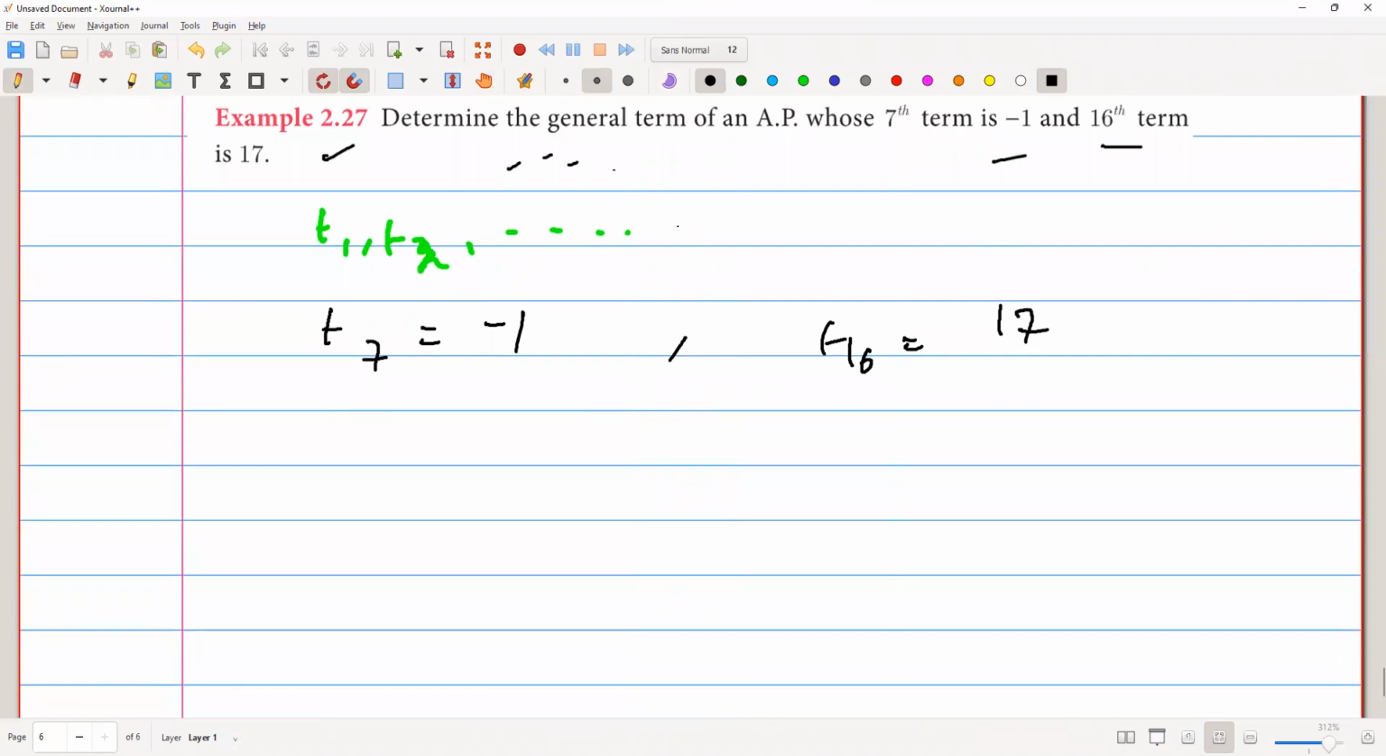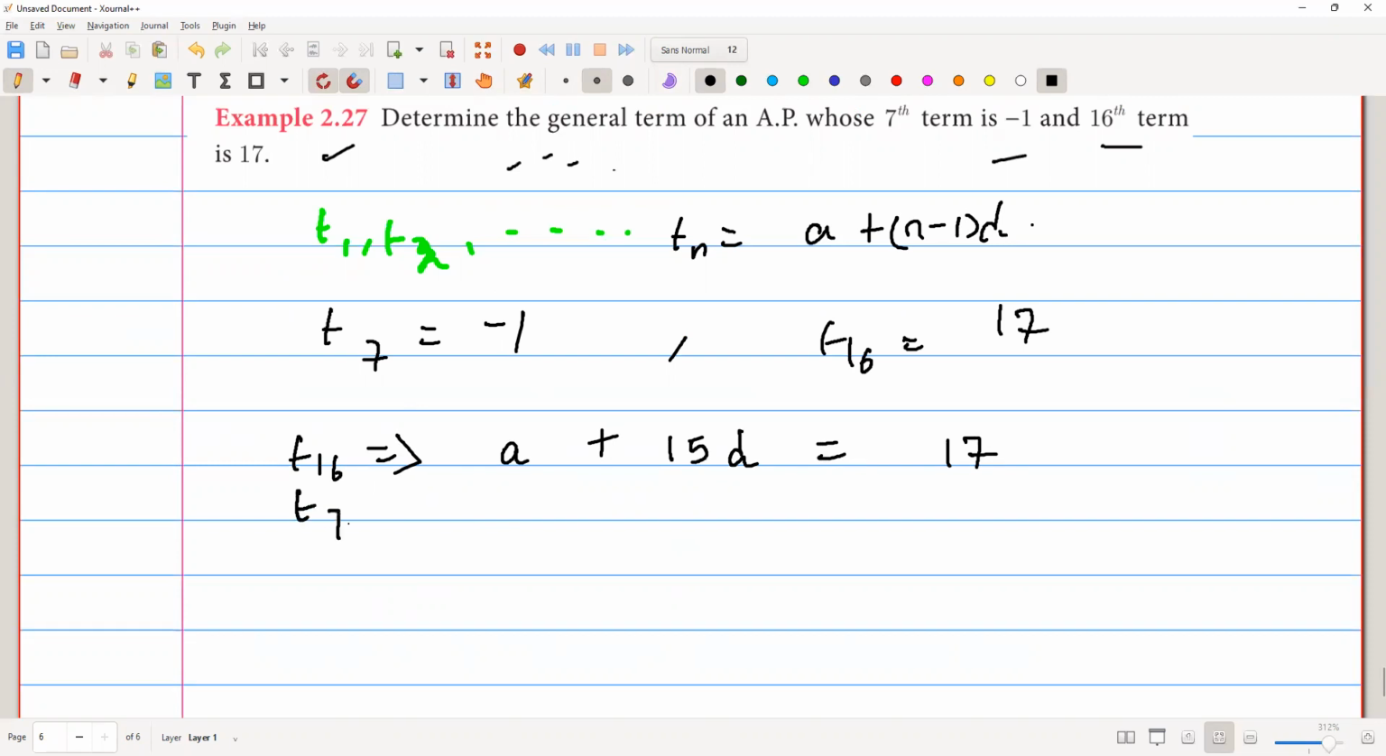So when I apply the formula Tn equal to A plus n minus 1 into D, for T16, why am I putting T16? I am going to subtract. It will be easy for me to subtract. There will not be any minus signs, so mistakes will be fewer. That's why. A plus n minus 1, 16 minus 1, 15D equal to 17.